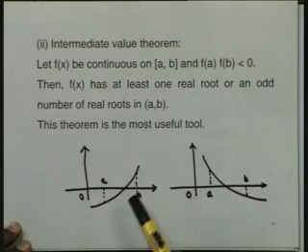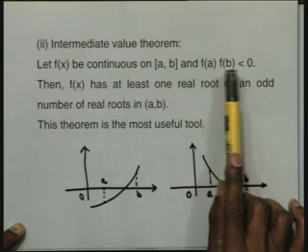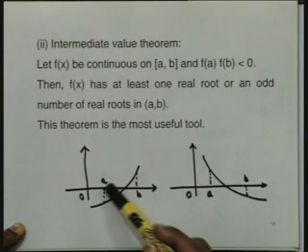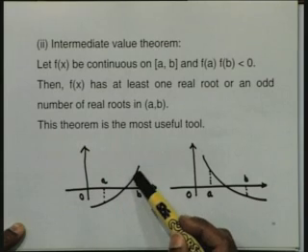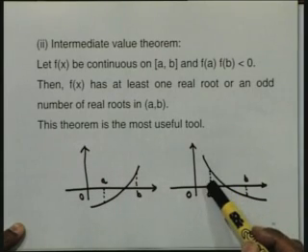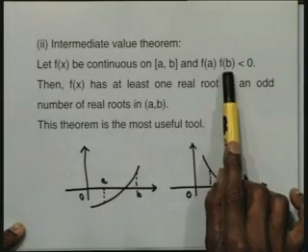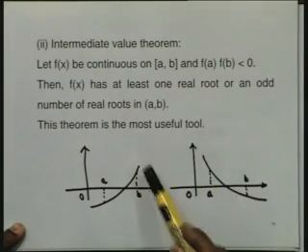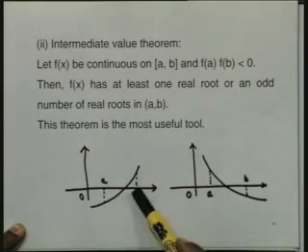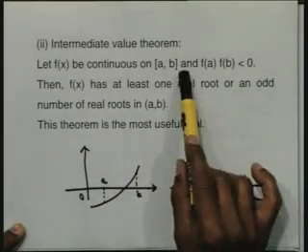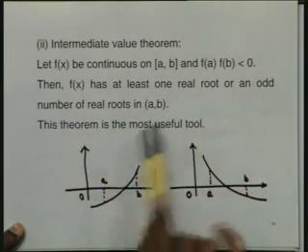Now you can see that f(a) into f(b) is negative, that means one of them is negative and the other is positive. Therefore either f(a) is negative here and this ordinate is positive, or alternatively this ordinate is positive and this ordinate is negative. When the product of these two ordinates is negative, the graph has to cross the x axis. Since the graph is crossing the x axis, we have located a root in that particular interval. Then f(x) has one real root or an odd number of real roots in (a, b).